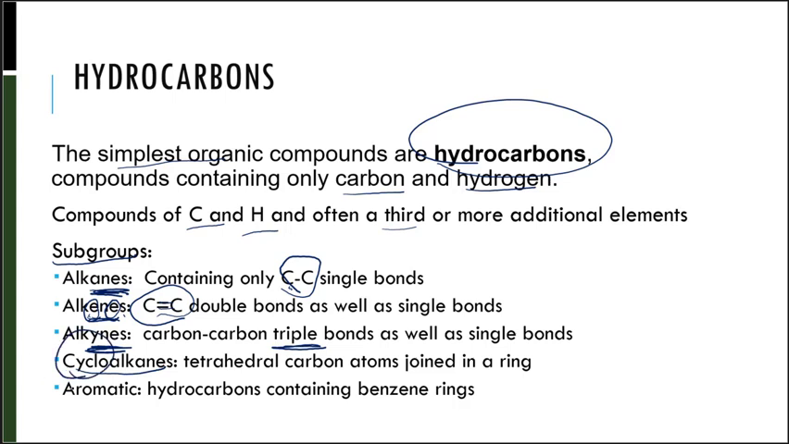Cyclo meaning in a circle or in a ring, and an ane tells me that they're all single bonds. So we have carbon joined in a ring with single bonds. And then aromatic is when I have a hydrocarbon containing benzene rings. So there's double bonds in that ring.